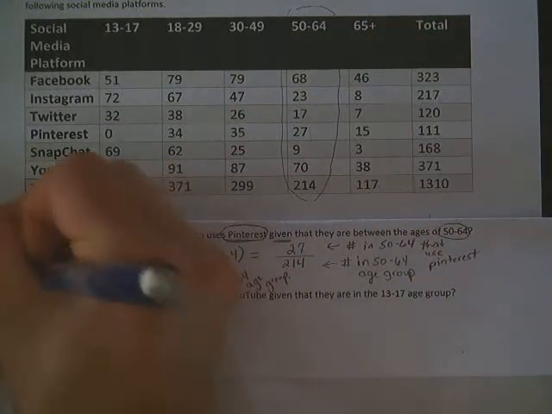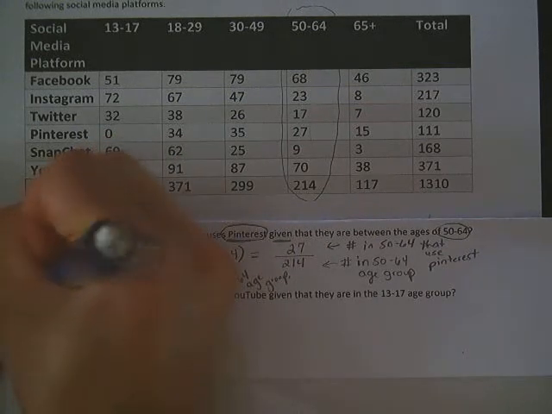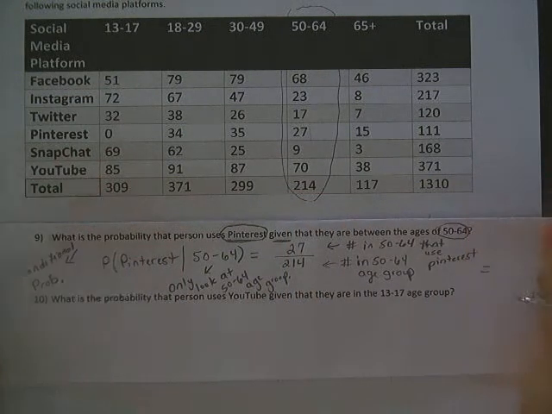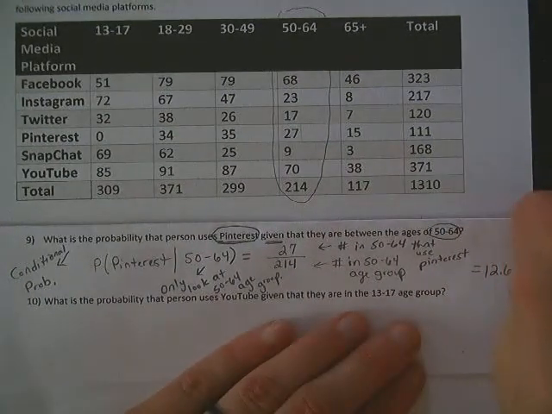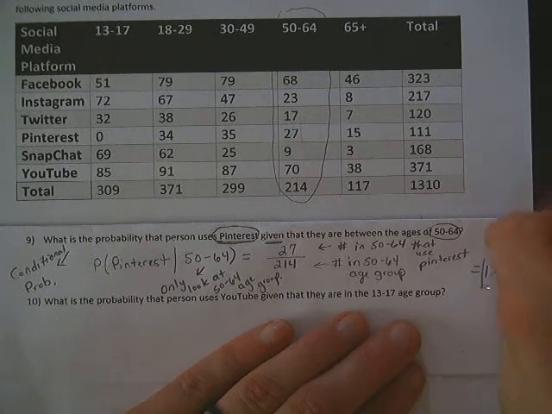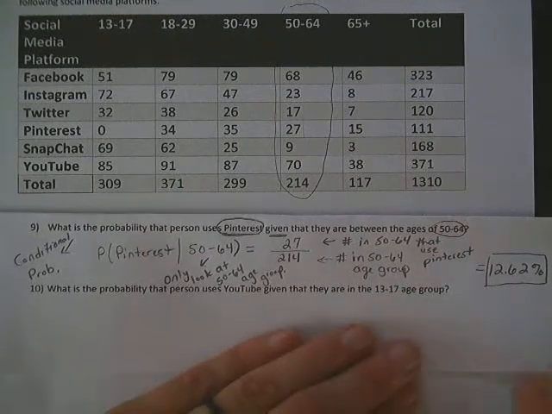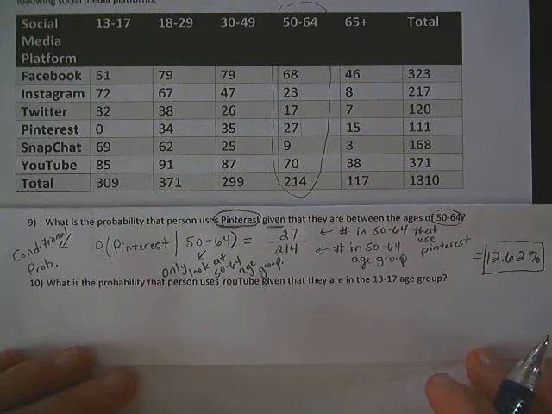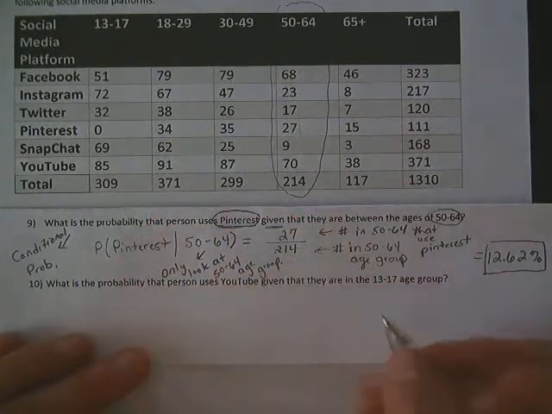I didn't write this down, but I want to make sure that we remember this one was a conditional probability problem. From there, you have your fraction, and as a percentage we would get 12.62%. So if we knew that the person was 50 to 64 years old, there's a 12.62% chance that they would use Pinterest. Okay, let's do one more, and hopefully this has been helpful for you.